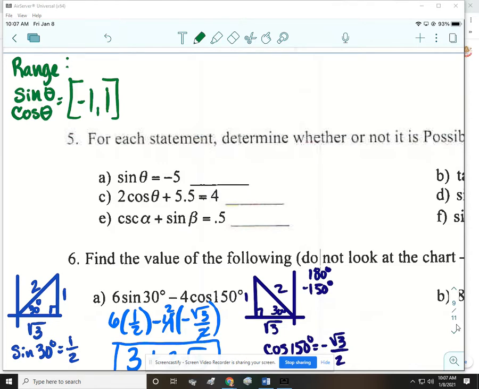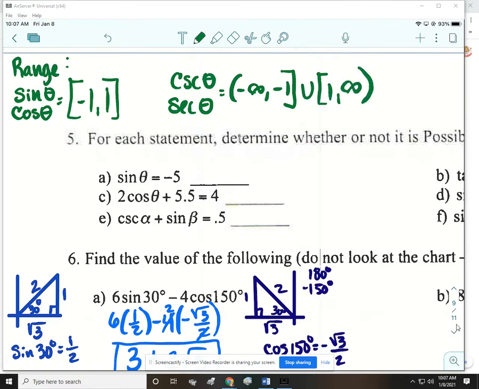All right, for the cosecant and the secant, it's just the opposite of that. On these, the larger number is on the top because the hypotenuse is always on the top. So a larger number divided by a smaller number should give you something greater than 1 or less than -1. So our range is going to be from -infinity to -1 and from 1 to infinity.